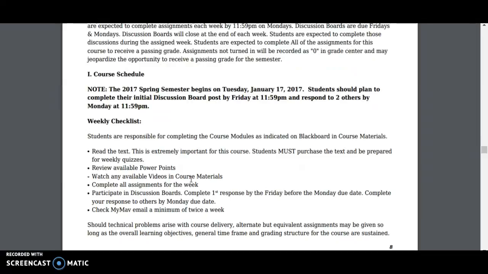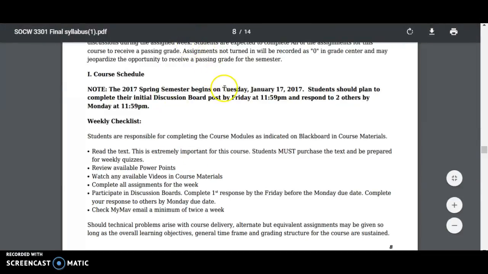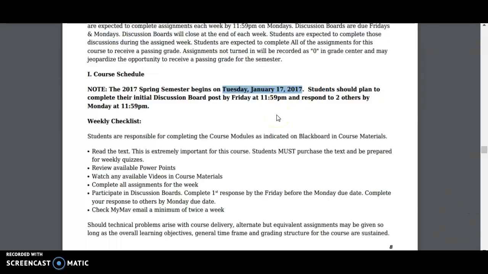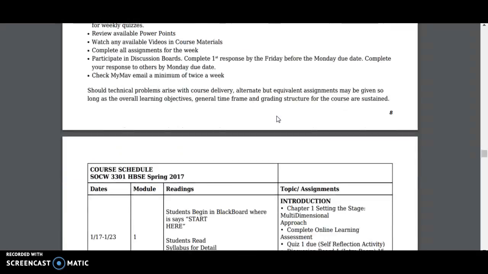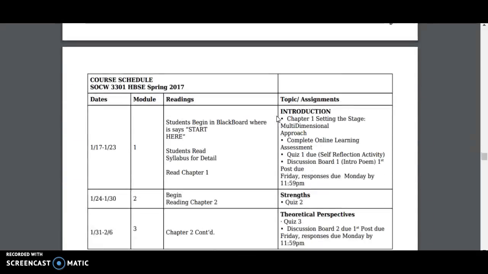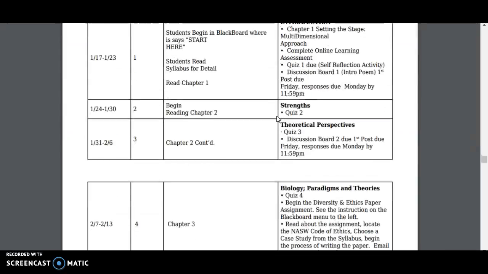The spring semester begins on Tuesday, January 17th, 2017. Students should plan to complete your initial discussion board on the Friday of that week and respond to 2 others by the next Monday. There's that weekly checklist again. And here is your course schedule.